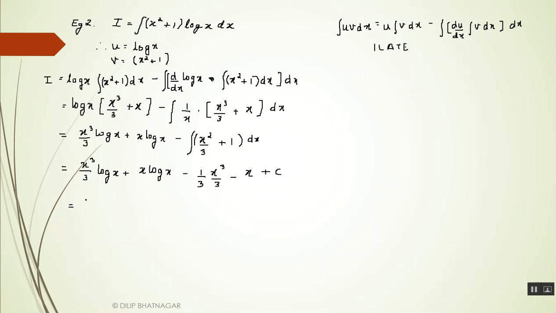So simplifying further, I'll get x cubed by 3 log x plus x log x minus 1 by 9 into x cubed minus x plus c. Right, children? Now let us go to the next problem.